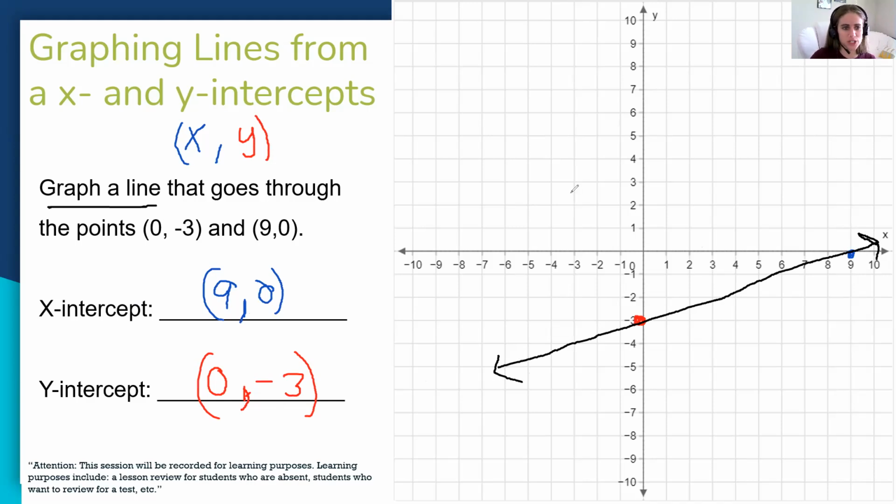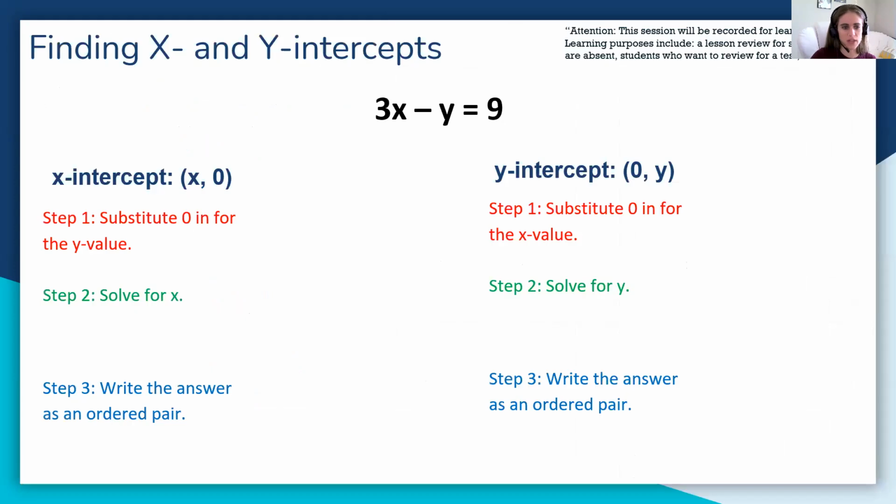But what do we do if they give us an equation and ask us to find the x and y-intercepts in order to graph? Well, first things first, if we think back to what we learned earlier, when we have linear equations, there are 3 different forms. This form right here is called standard form. That's when we have our x term and our y term equal to a constant. That is considered standard form.